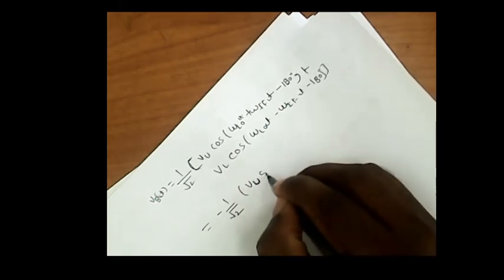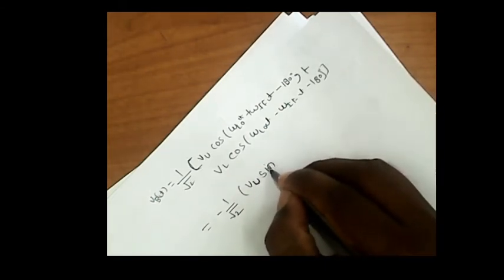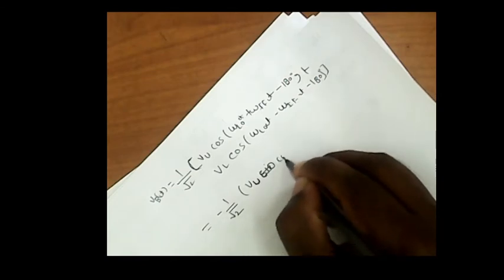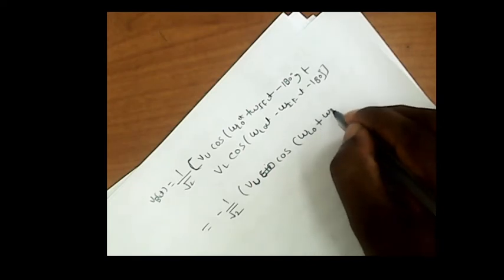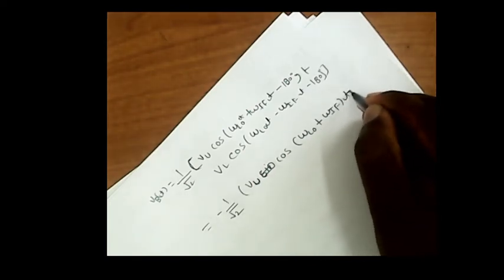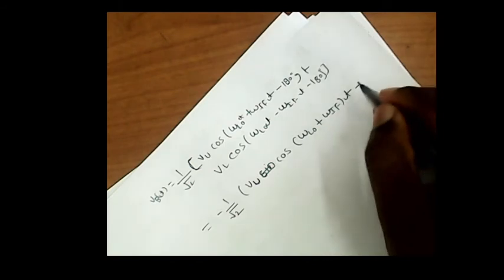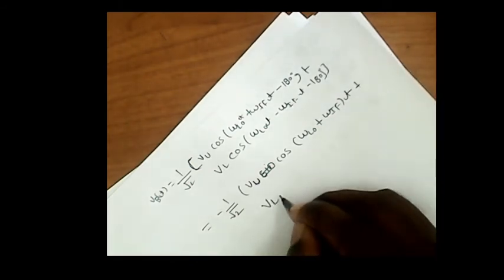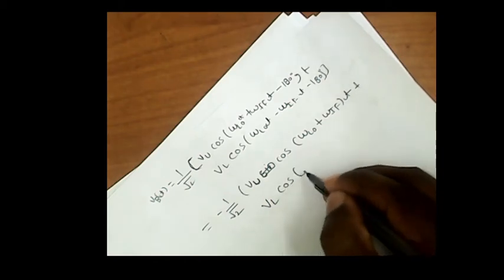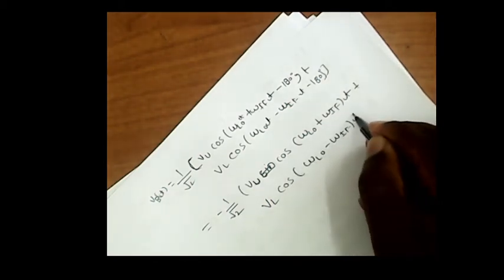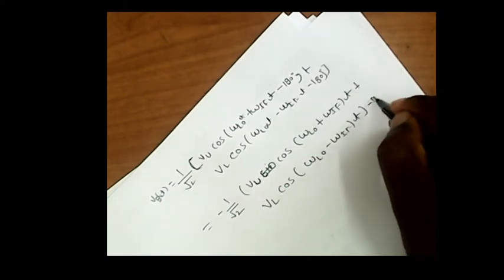VU sin cos omega LO plus omega IF into t plus omega L into cos omega LO minus omega IF into t. So this is equation number 3.